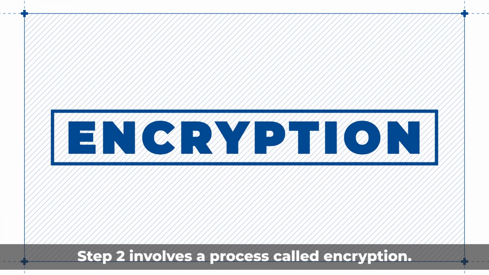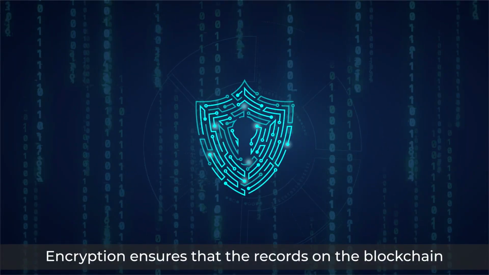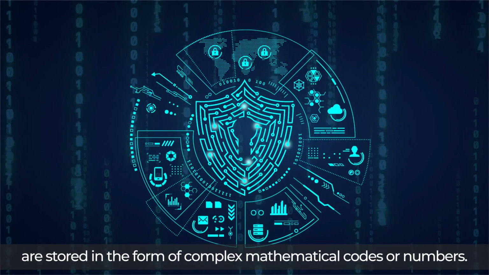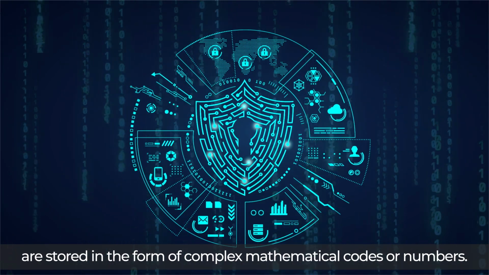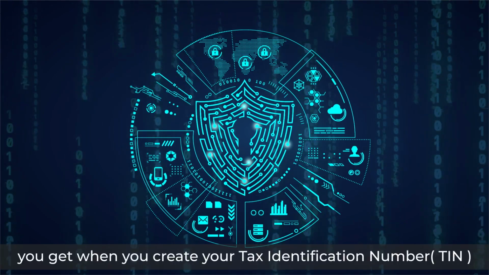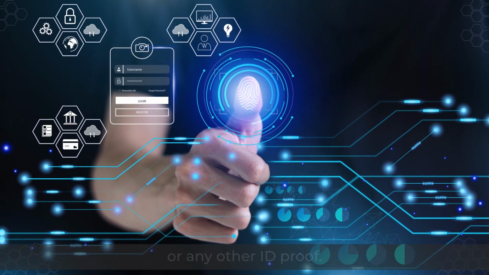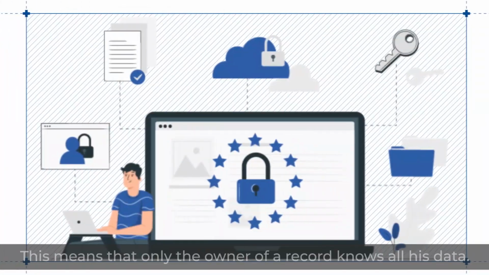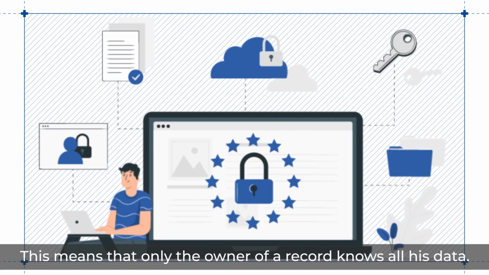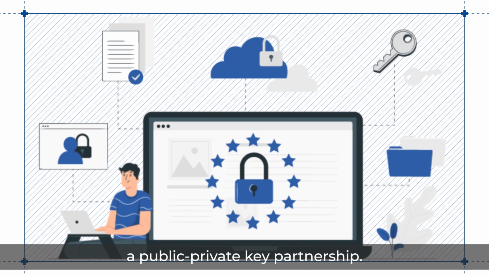Step 2 involves a process called encryption. Encryption ensures that the records on the blockchain are stored in the form of complex mathematical codes or numbers. Consider it like a unique identification number that you get when you create your tax identification number or TIN or any other ID proof. This means that only the owner of the record knows all his data and only he can use it to make transactions using a public-private key partnership.